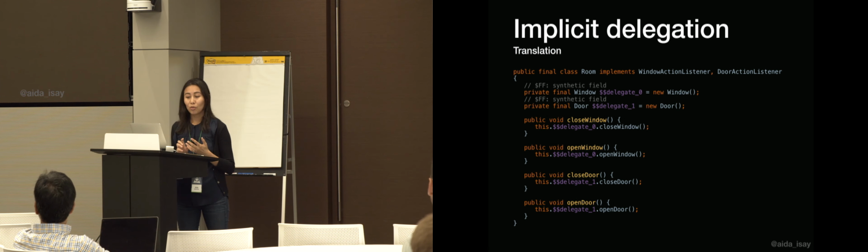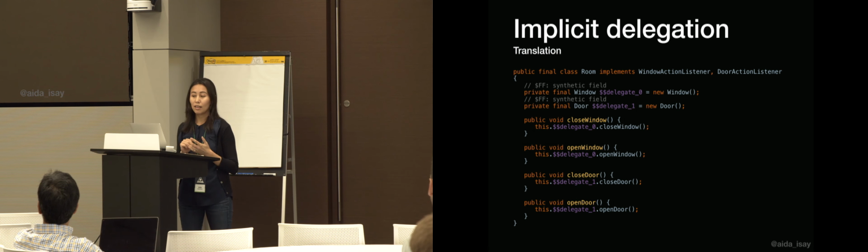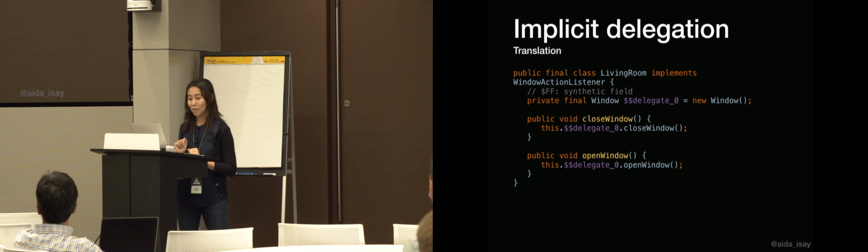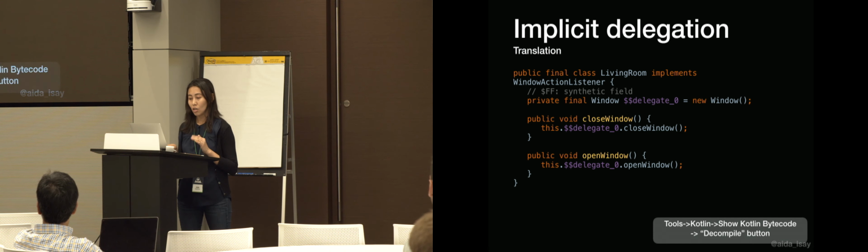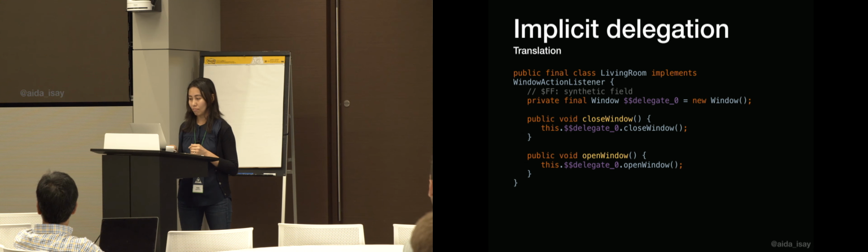Implicit delegation is a powerful feature that allows you to extend class functionality easily and conveniently. You don't need to implement methods from interfaces manually since the compiler does it for you. This is the Java code of the room class generated by the compiler. It looks just like the original Java code I showed earlier, minus the property naming. And if you're in Android Studio, you can go to Tools, Kotlin, Show Bytecode. Wait a minute, what is it?